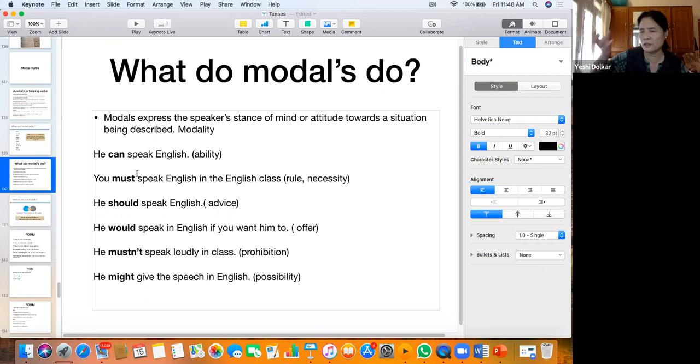So there is an opinion there. It's how I'm thinking. All right. The speaker is thinking that way. Then here, when I say he should speak English, suggestion. All right. Should speak English.